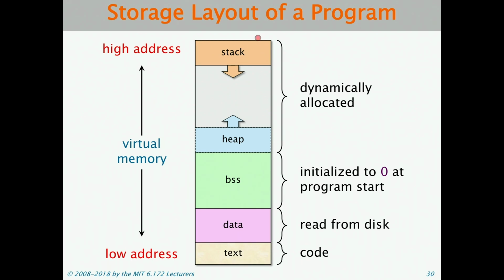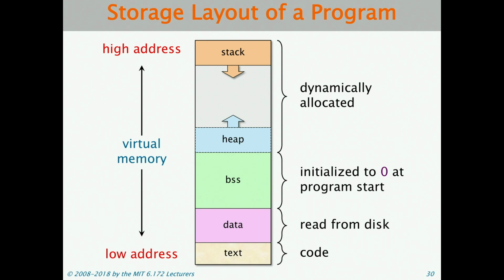Then there's the BSS segment, the data segment, and the text segment, which all reside below the heap. The code segment just stores the code for your program. When you load up your program, this code is going to put your program into this text segment. Then there's this data segment, which stores all of the global variables and static variables, these constants that you define in your program. And when you load your program, you also have to read this data from disk and store it into the data segment.